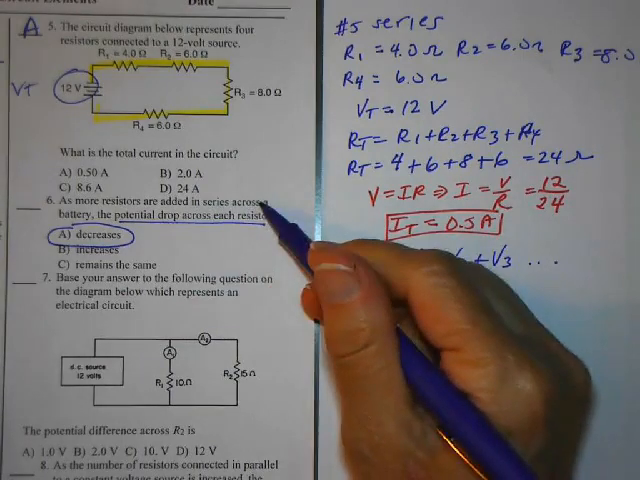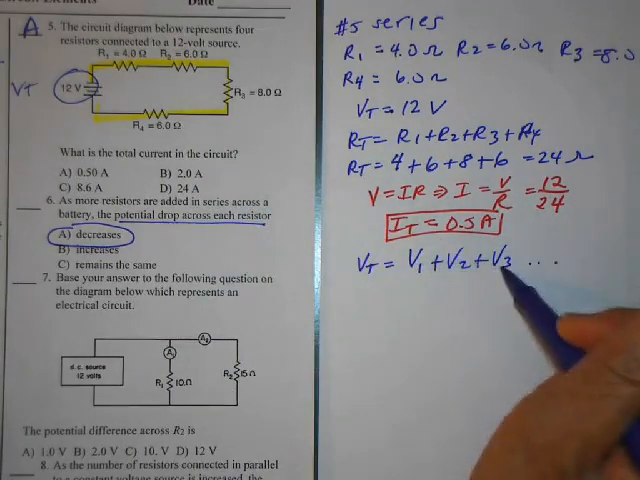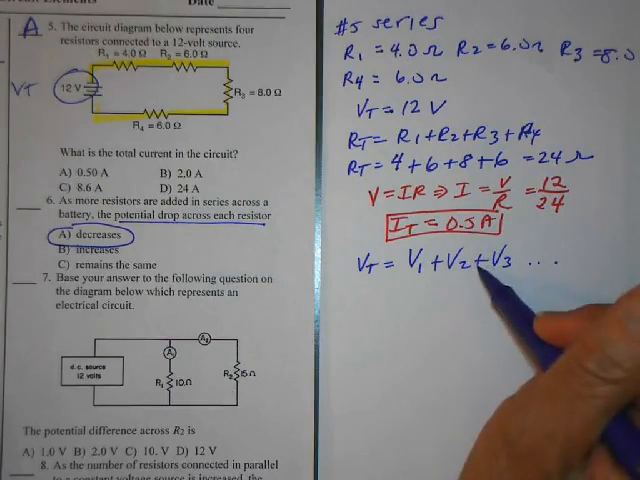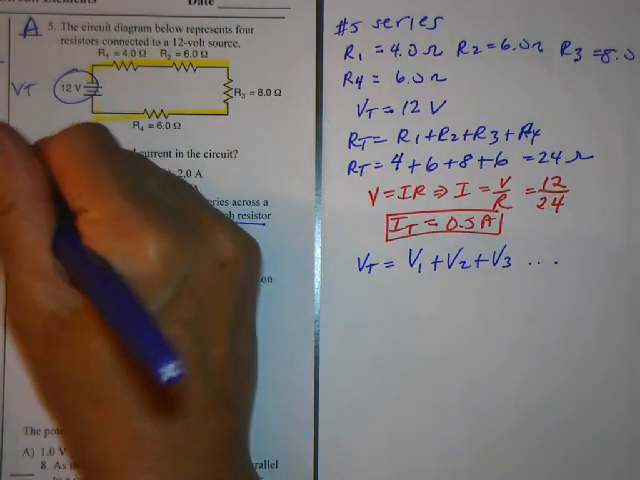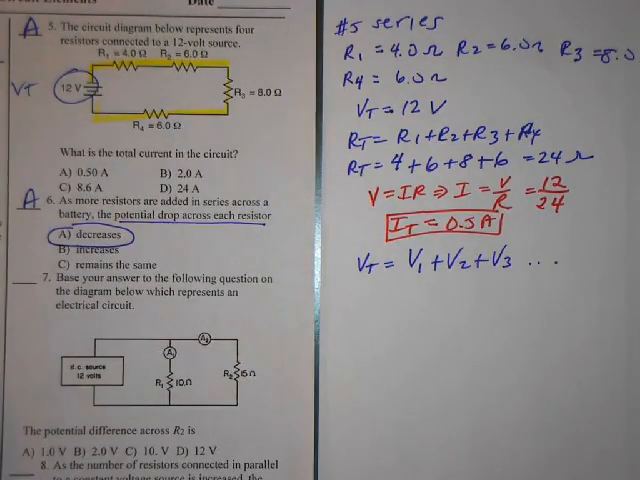So as I add more resistors, the voltage drop across each resistor is going to decrease as I'm adding more. All right, number 7. Base your answers to the following question.